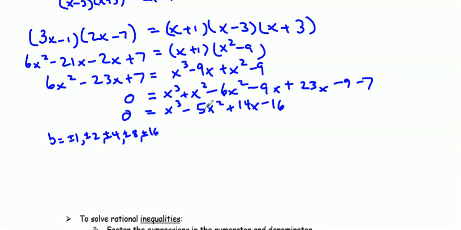Do you think 1's going to work? 1 minus 5 is minus 4. Minus 4 plus 14 is 10. Okay, that doesn't work. Minus 1 might work. Let's think. Minus 1 minus 5 is minus 6. Minus 14. No, that's not going to work. All right, let's try 2. I'm doing this all in my head. You can do it with your calculator. It's all fine. So this is going to be 8 minus 20, which is minus 12, plus 28 is, oh, looks like 2 is going to work. So I can say P(2) is equal to 0. So x - 2 is a factor.